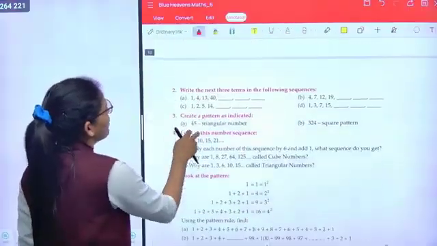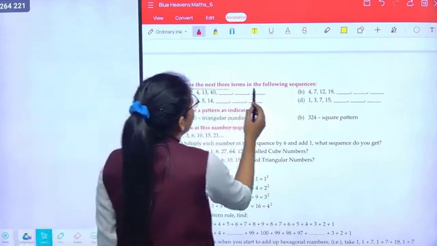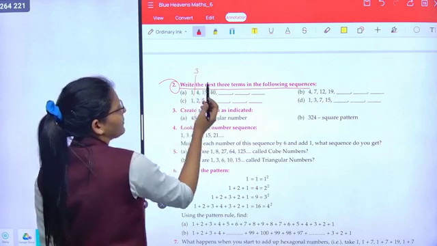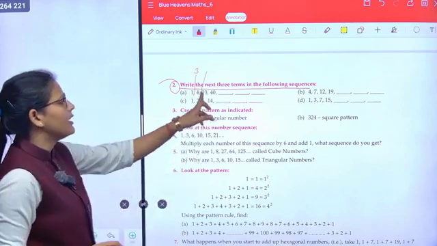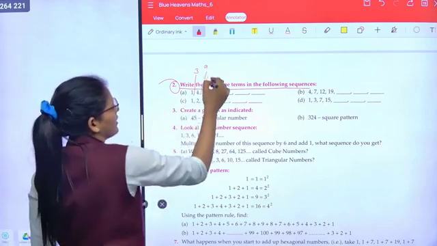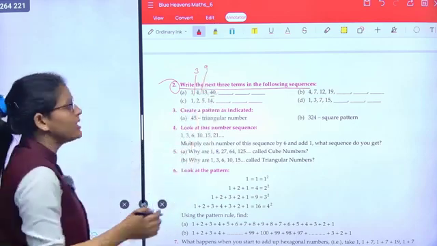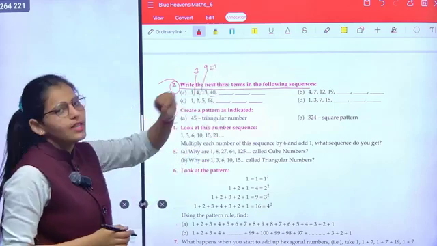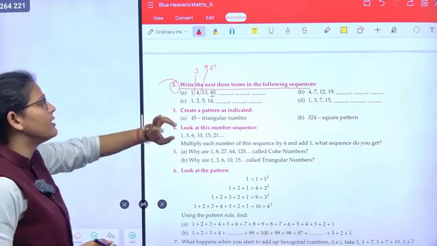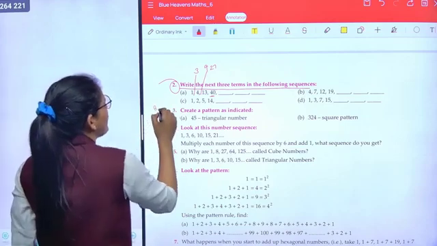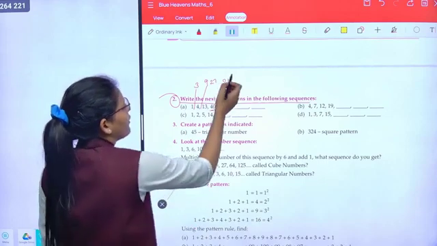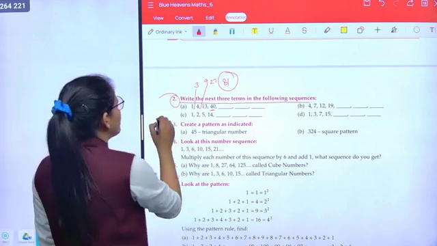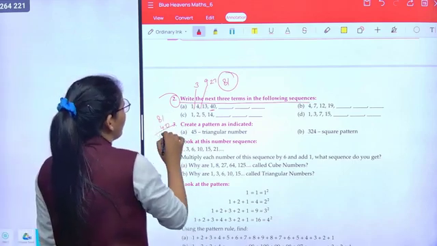Now class, come on, question number 2. Write the next three terms in the following sequences. 1, there is 3. Now 13 minus 4, 9. 40 minus 13, that is 27. Now class, 3 3s are 9, 9 3s are 27, 27 3s are 81. So class अब हम 81 में से, yes class. Now here is 81. Now मैं किसका गैप लूंगी क्लास? 81 plus 40, 121.